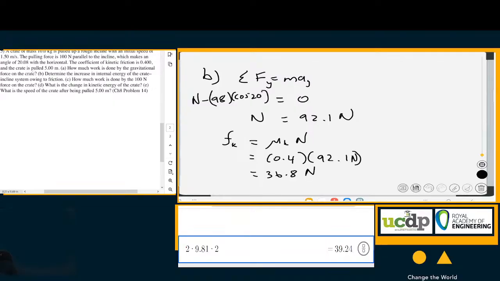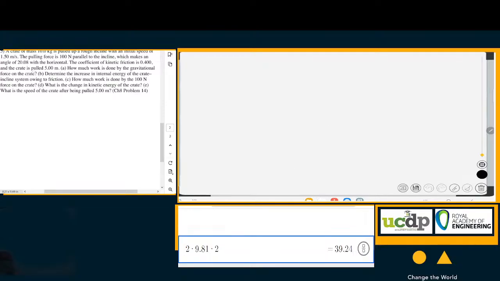Okay, the change in the internal energy. Therefore, the change in internal energy, this is a formula you should know, is equal to the force of friction, Fk, times distance. It is 36.8 newtons multiplied by the distance of 5 meters, and that is equal to 184 joules. That is the change in the internal energy.